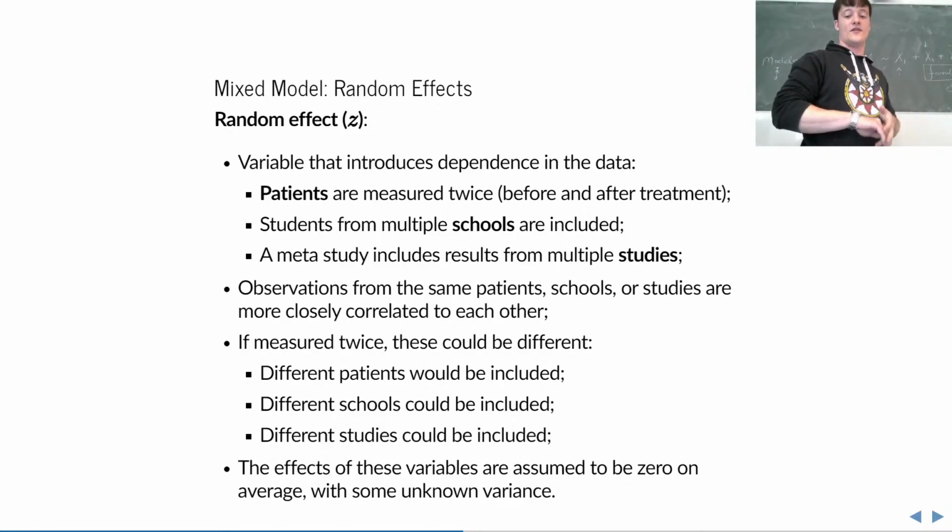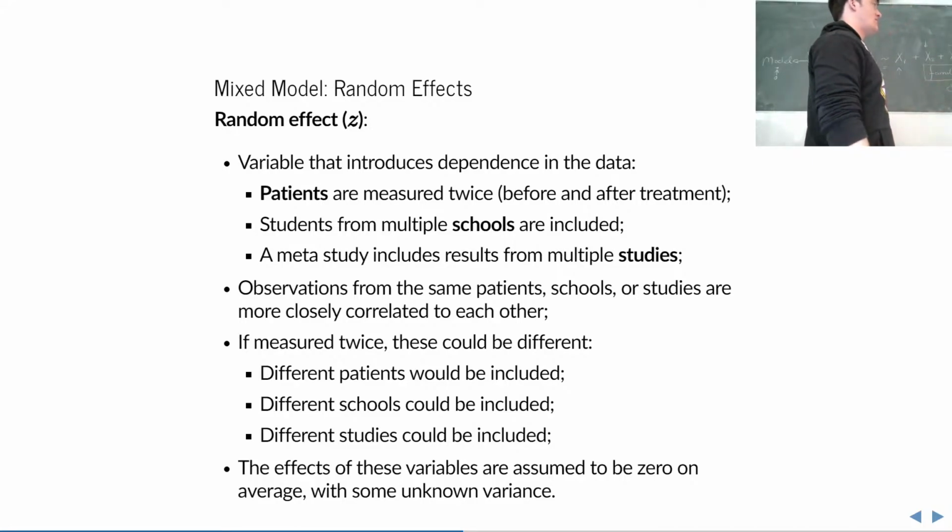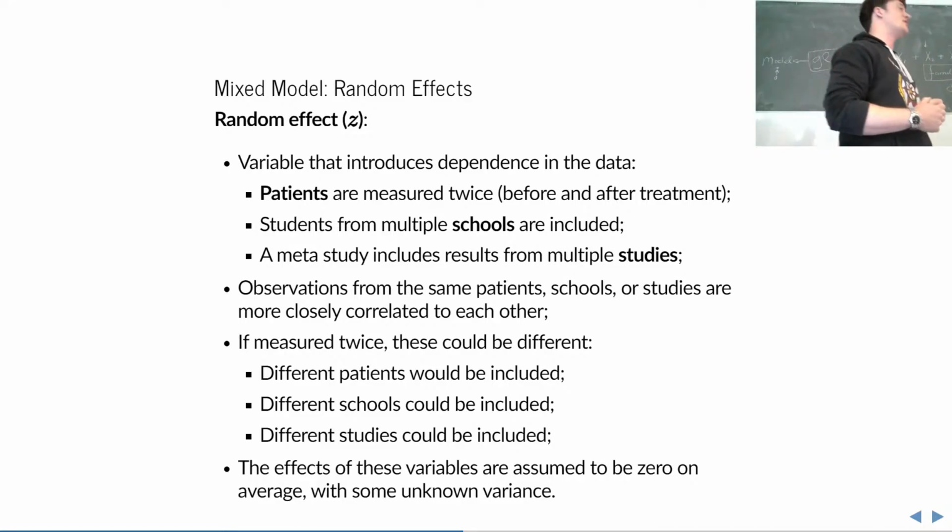Now, the effect of these variables, we assume them to be on average 0. So on average, all the schools have a difference of 0 from your model, but individually they differ. Now, we could estimate a fixed effect for every different school. Let's say that you're assessing 100 schools in the Netherlands.